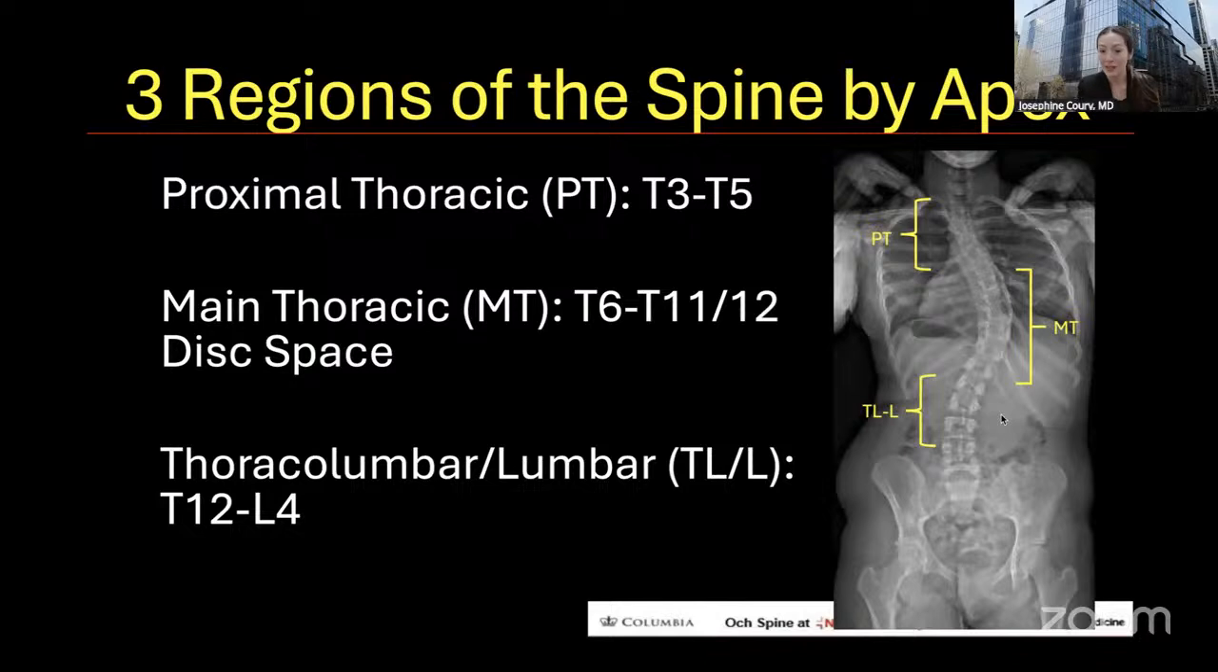So to understand the basics of the Lenke classification, there are three important areas. There is the proximal thoracic spine, which has the apex around T3 to T5. There is the main thoracic spine, which is where there's an apex around T6 to the T11, T12 disc. And then there's the thoracolumbar or lumbar region, where the apex is between T12 to L4. So these are the three parts of the spine that we speak about in this classification system.